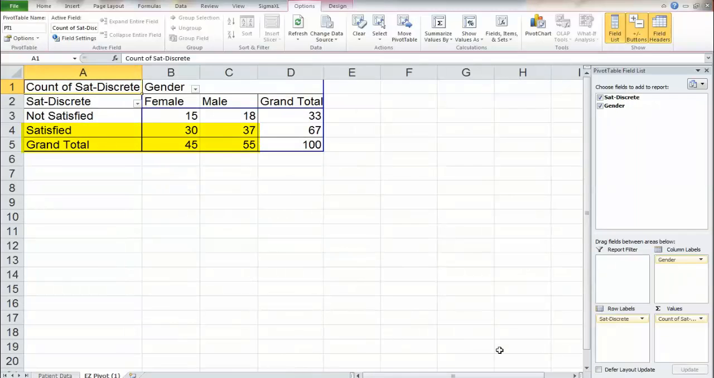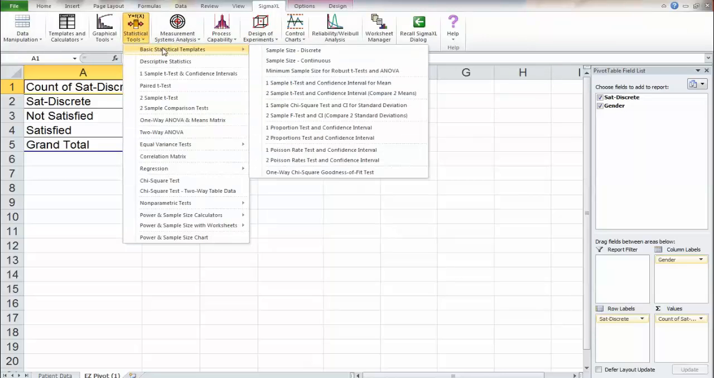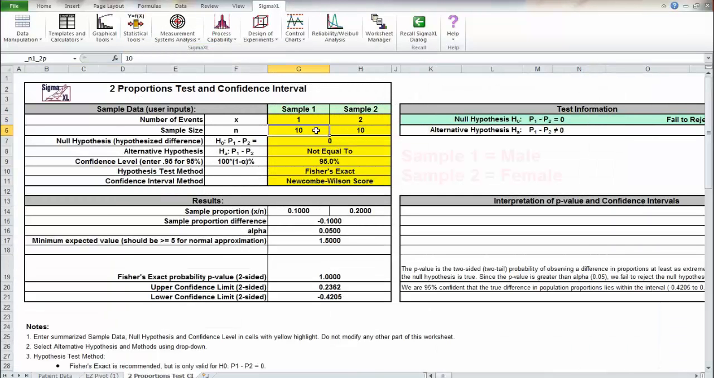It tells us that we had 45 females in the study, 30 of which were satisfied. We had 55 males in the study, and 37 of those were satisfied. We will either memorize or write those numbers off onto the side. We then proceed to Sigma Excel, Stat Tools, Basic Stat Templates, Two Proportion Test, and we will make sample 1 male because that's the way our alternative hypothesis was set up.